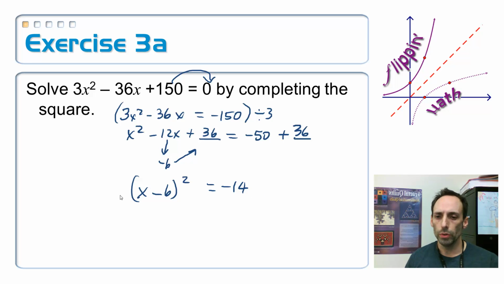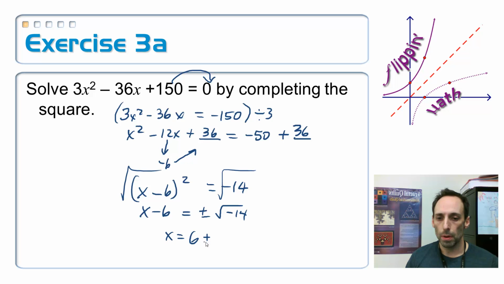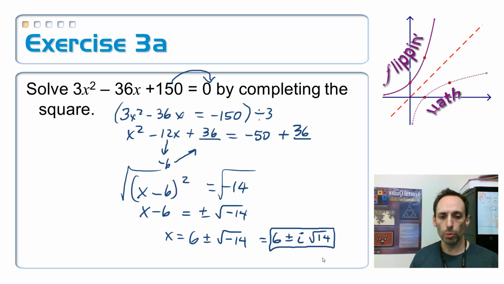Let's take the square root of both sides. So let's take the square root over here and over here. X minus 6 is equal to plus or minus the square root of negative 14. And then add our 6 over: 6 plus or minus the square root of negative 14. Are you allowed to leave it like that? Heck no. I've got a negative inside that square root, so I need to bring that out as an i. So this is 6 plus or minus i square root 14. Of course, if that square root was simplifiable, you would simplify it, but that's just 2 times 7. There's no repeats, and so you're finished.